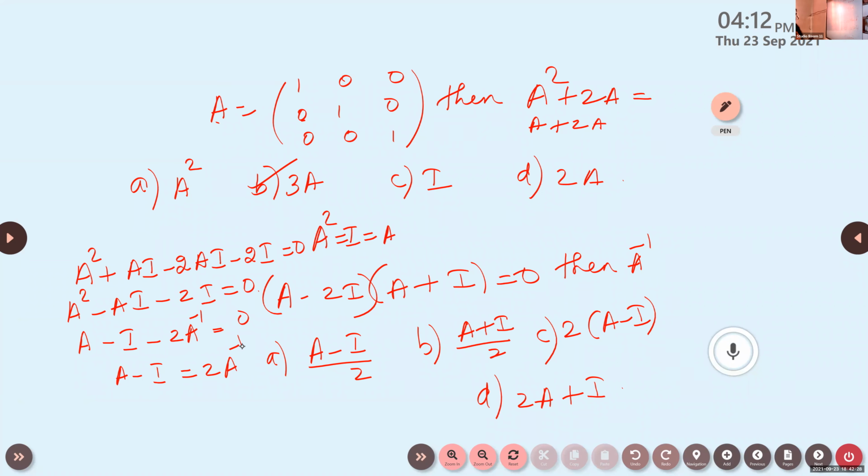Yes or no? You expand it, divide by A. Dividing by A means what you are doing there? You reduce the powers of A by 1.